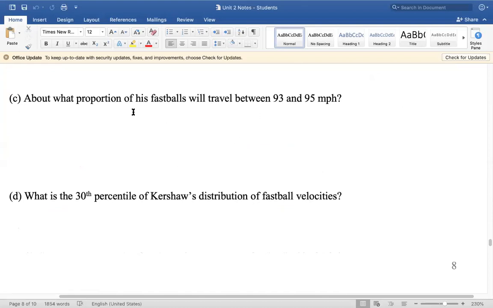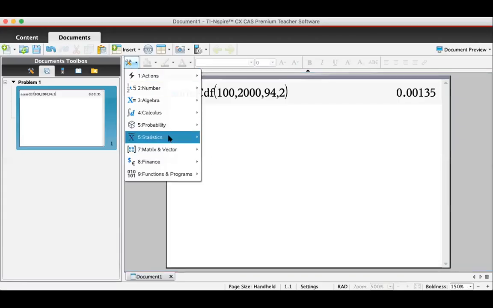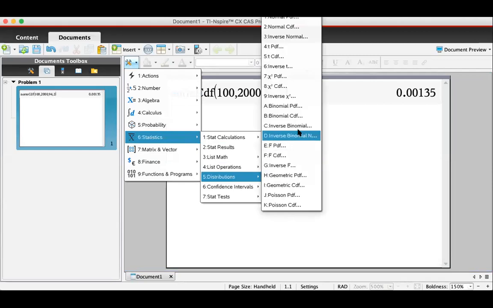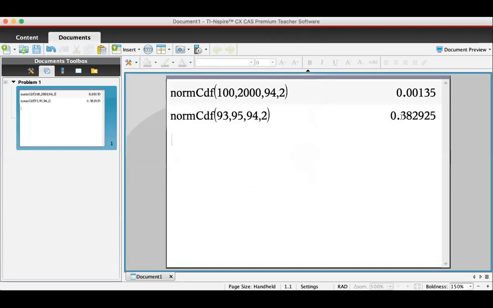Okay. So for C, I'm going to go back to the calculator between 93 and 95. Same thing, menu, statistics, distributions, normal CDF. Okay, we want between 93 and 95, so my lower bound is 93, upper bound 95, mean 94, standard deviation 2, hit OK, 38.29%. Okay, so it just spits out the percentages right then and there.